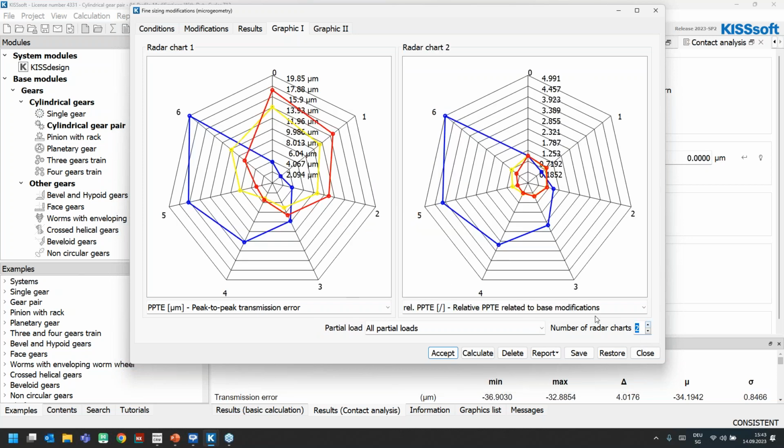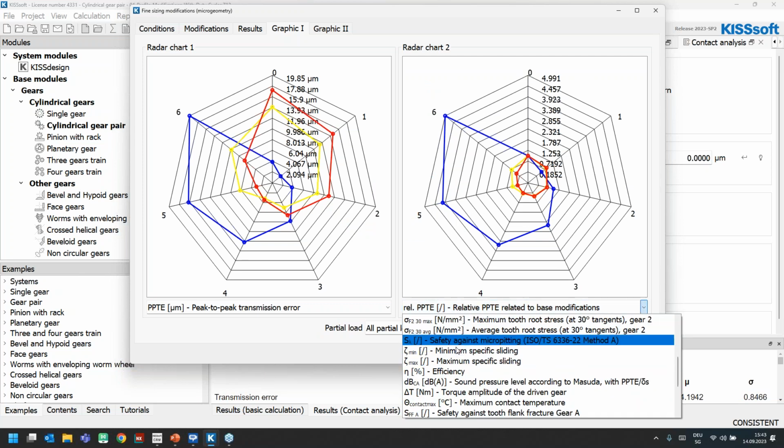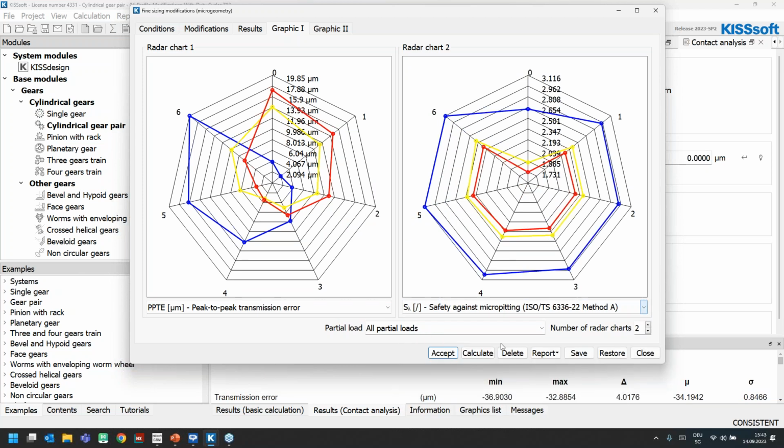At the same time, we could add other graphics and maybe also evaluate, I don't know, maybe safety against micropitting. Here, we're obviously looking for solutions that are outside of this web, because the safety factor is not to be minimized, it should be maximized, right? So here, maybe, for example, an interesting compromise would be the solution number 6. But I could also check how is my favorite solution in terms of noise, the solution number 3, performing for safety against micropitting. And it's not bad. It's actually quite good.